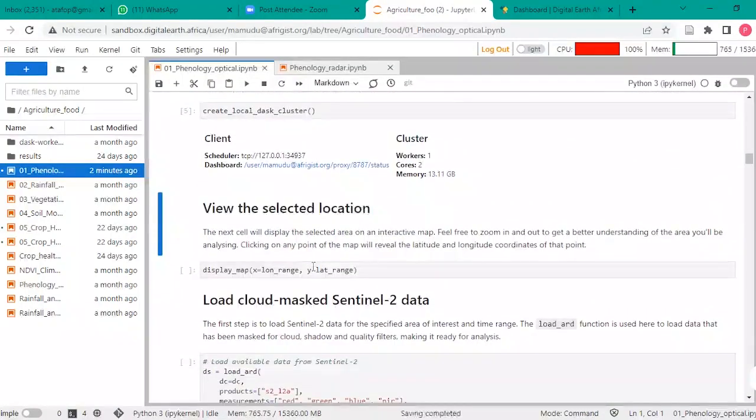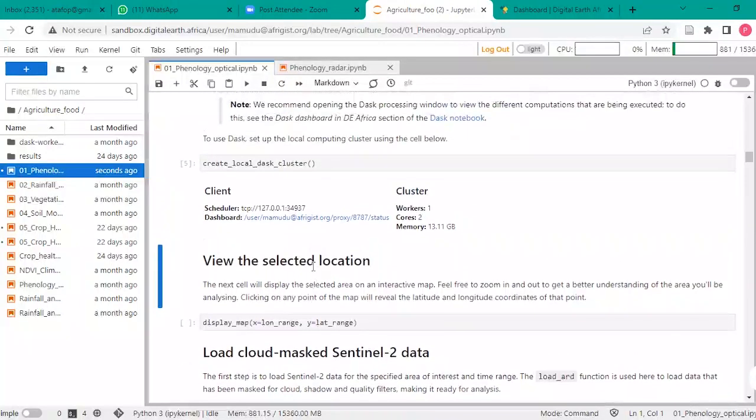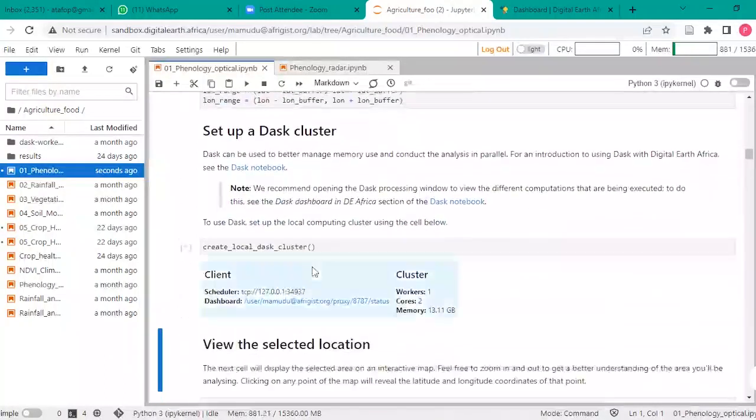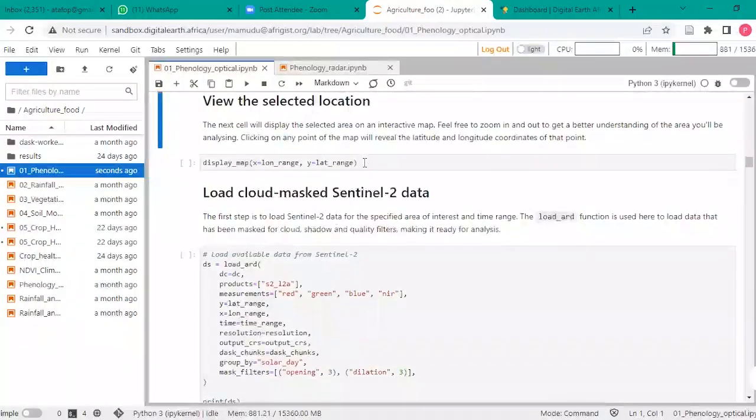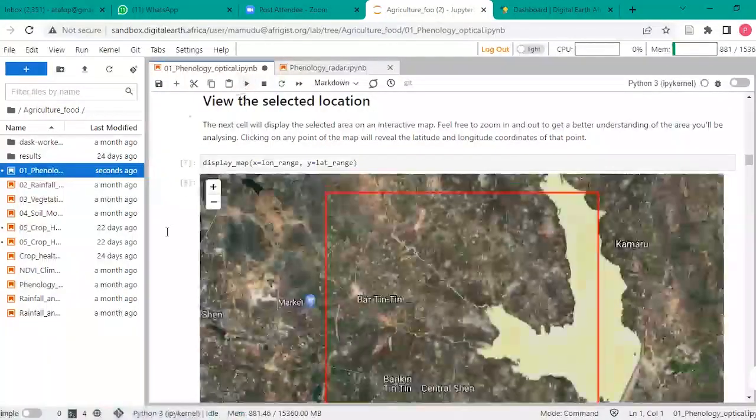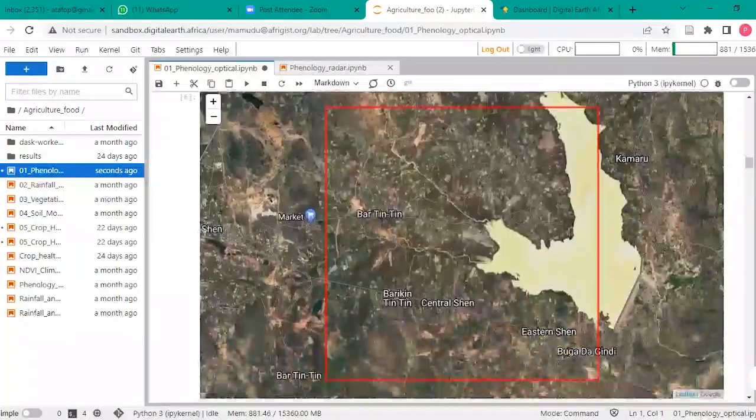Now we can view the area that we have selected based on the parameters that we chose in the third and fourth lines of script. We're going to display the extent of our study area using this line of script. Okay, so here is our study area.